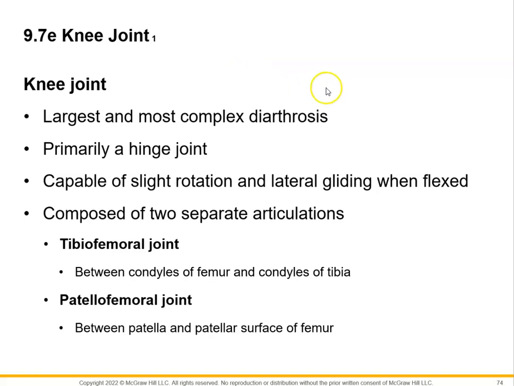Next, we have the knee joint. This is the largest and most complex freely movable joint. It primarily functions as a hinge joint, but it is capable of slight rotation and lateral gliding when flexed. It's composed of two separate articulations.